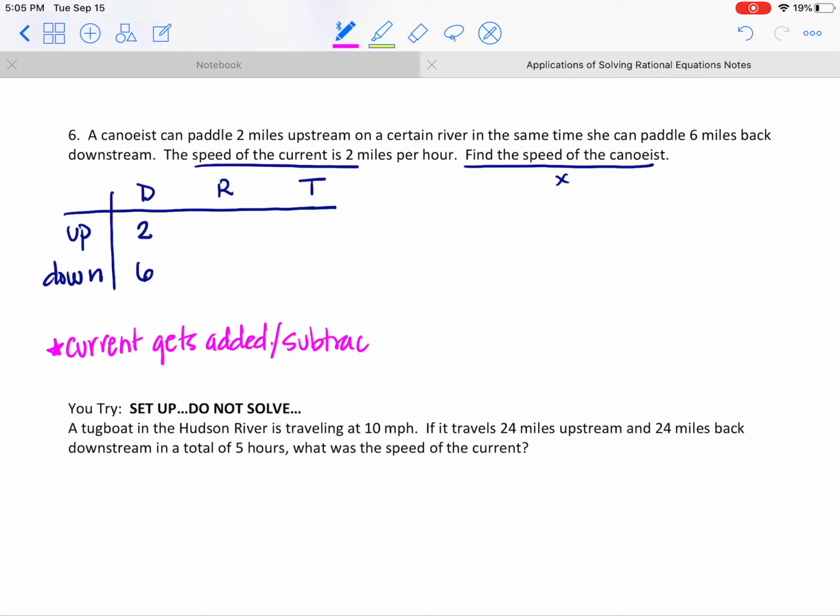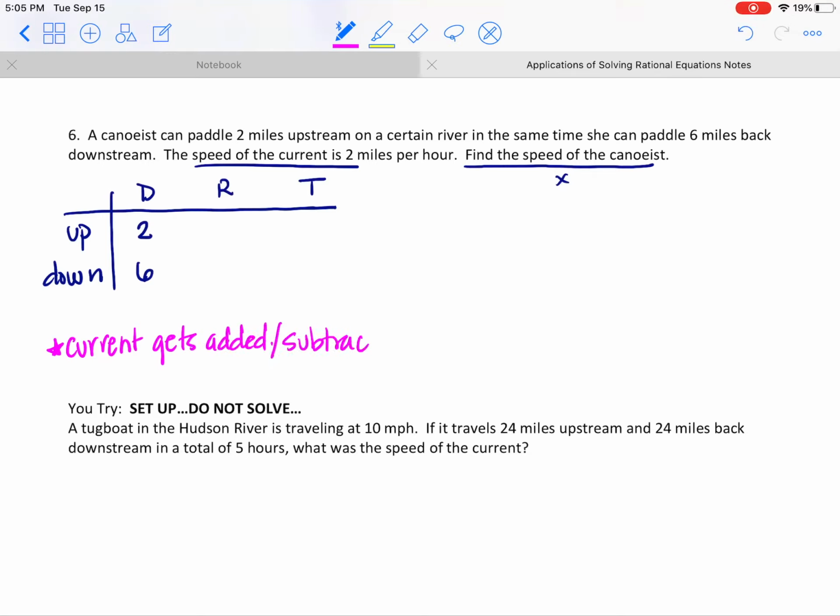From the, whatever the canoeist, whatever it is in the problem. In this case, the canoeist. So from the rate. Okay, so we don't know how fast the canoeist is going. It's going some speed, and it's the same speed up and back. The only thing that's changing is the current.